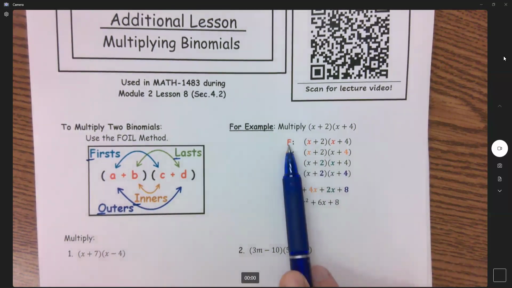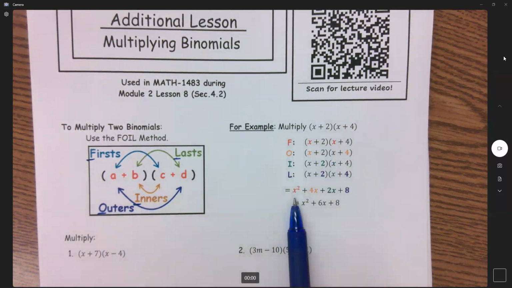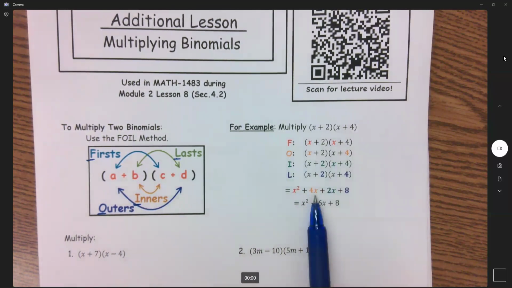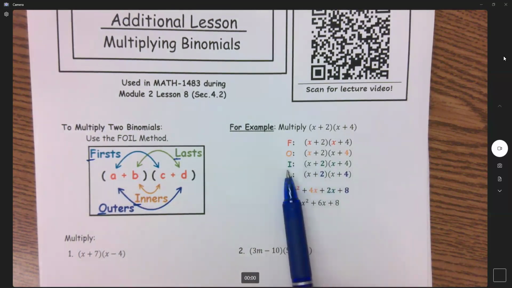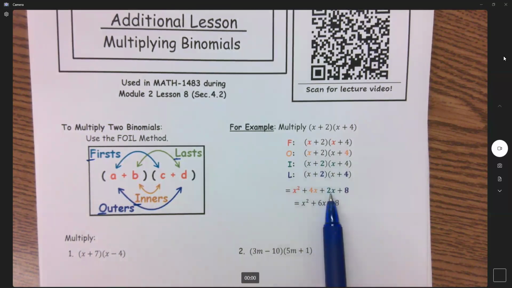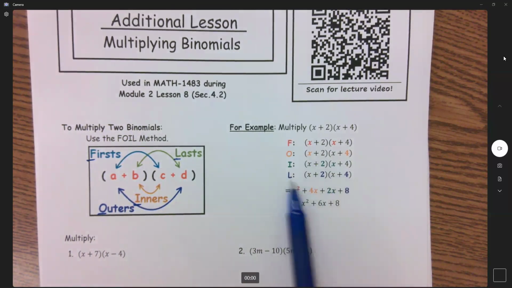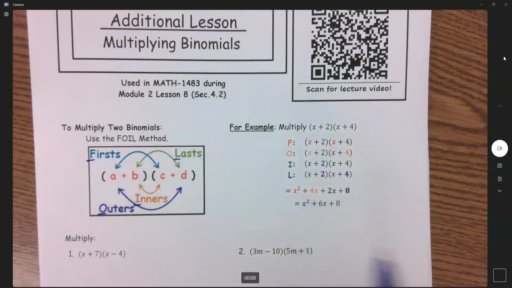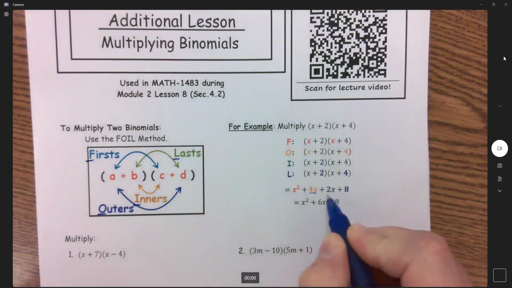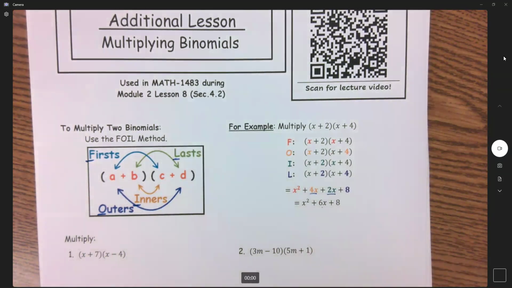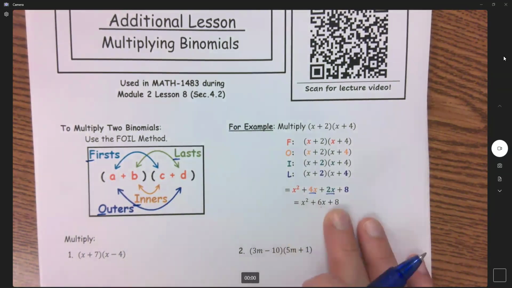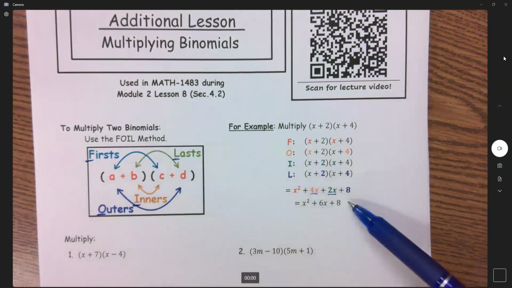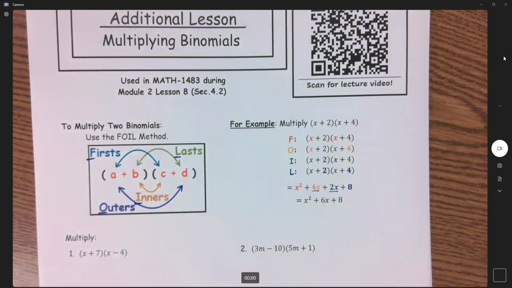When I multiply my first terms, x times x gets me x squared. When I multiply my outer, x times 4 is 4x. When I multiply my inner terms, 2 times x gives me 2x. And then my last terms, 2 times 4 gives me 8. Then here we have like terms. 4x plus 2x gets me to 6x. And so here would be my final answer. Nothing is like terms. We have x squared, x, and a constant. So that would be my final answer.